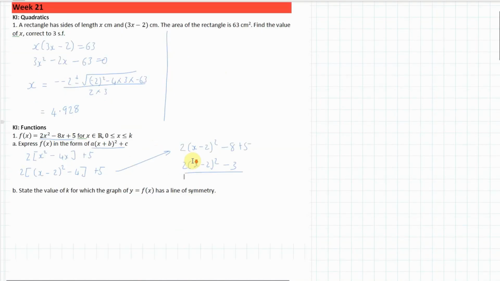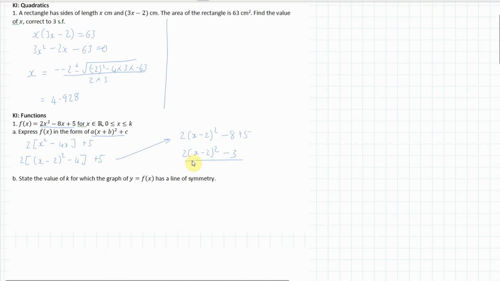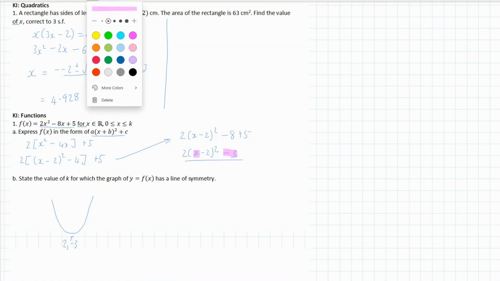Now, the next one is asking me to state the value of k for which the graph of y equals f(x) has a line of symmetry. So you can see I can find my minimum point by looking at the value that x would have to be to make that bracket equal to 0. So it's 2, and then the y value would be minus 3. So we know that that's this minimum point here, and we know that this is for 0 is less than x is less than or equal to k. So we're looking at a particular part of the function here.